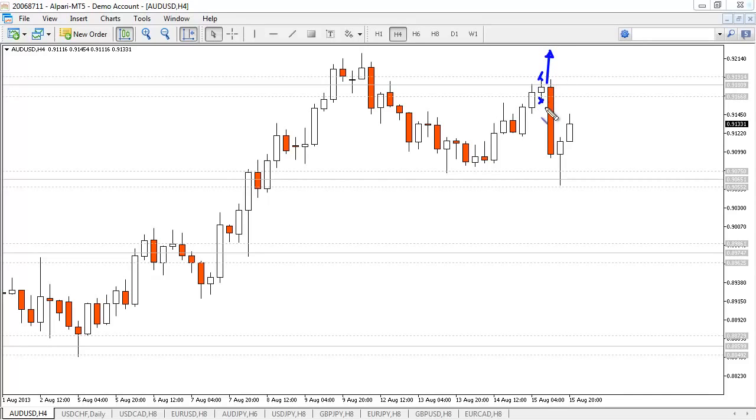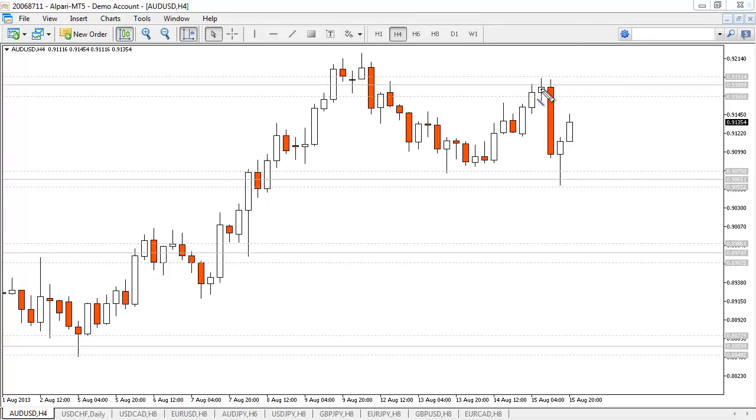So we need a way to confirm that sellers have taken control of the market, so we can jump in short and make some profit as price drops down to this area. The way I look for confirmation with most of my trades, I look for price to break the low of the indecision candle.